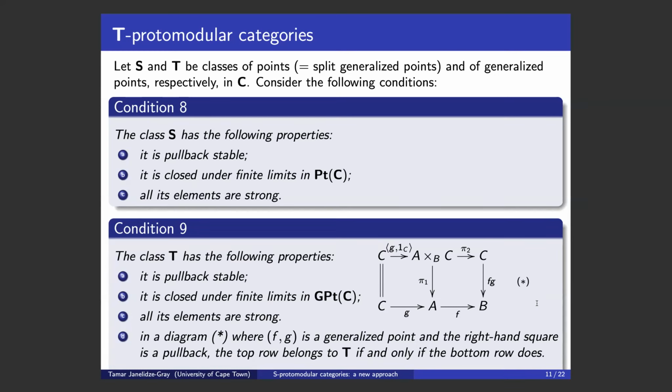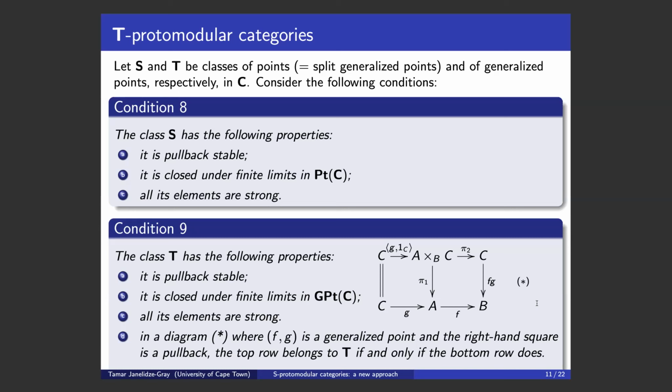So in other words, what we say in this condition is that if the top part ends up being in T, then we already automatically know that at the bottom we have a strong generalized point. So this condition just tells us that that generalized point should also be in our class. And then similarly to go up, so if Fg is a strong generalized point, then by condition A, or by pullback stability at the top, we get again a strong generalized point, and then we just require that to be in T whenever the bottom one is in T.